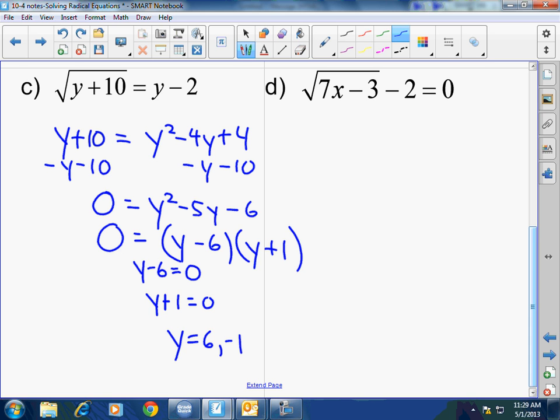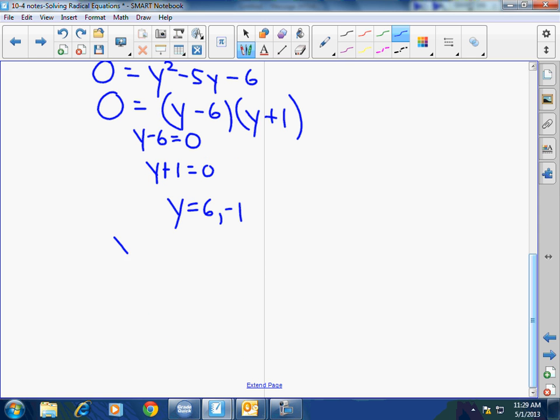So let's check it out when y is 6. If y is 6, it's going to be square root of 16 equals 6 minus 2. Square root of 16 is 4. 4 does equal 4. 6 works. Let's try negative 1. If y is negative 1, I got the square root of 9. Negative 1 minus 2. Does 3 equal negative 3? No. So y equals 6 and y equals negative 1 is extraneous.